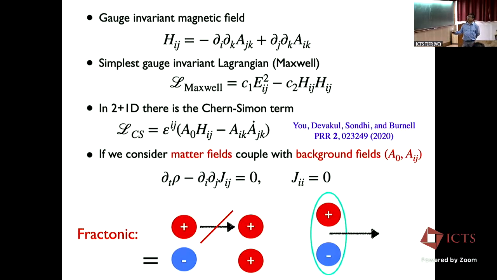The second one is the Chern-Simons theory for the symmetric tensor gauge. So A_0 here is the same as before. H here is the magnetic field, and here is another term. If we consider the matter field coupled with the background gauge field, because of the gauge transformation, we have this conservation law. J_ij here is the symmetric tensor current.